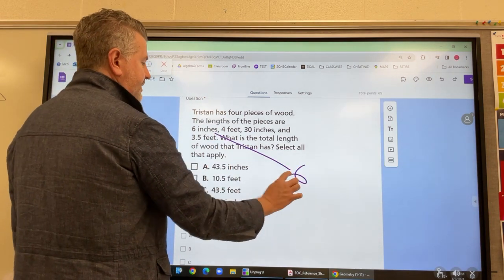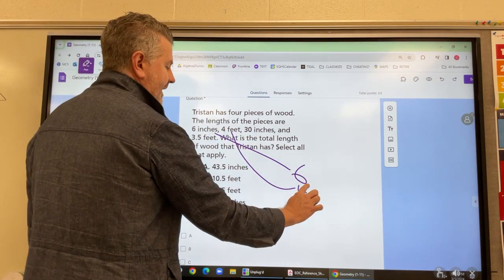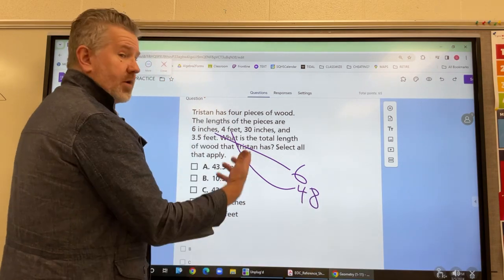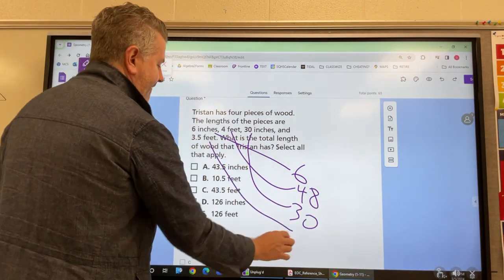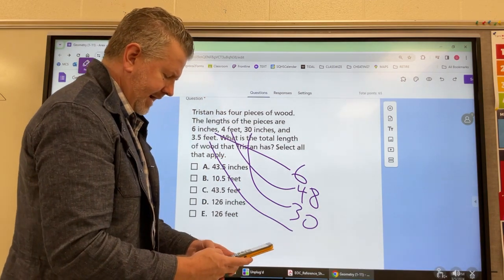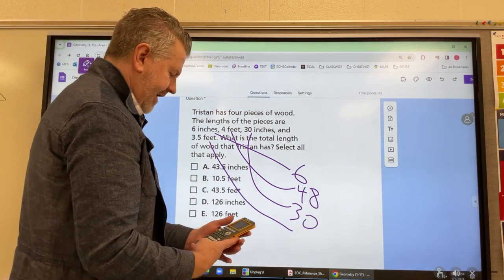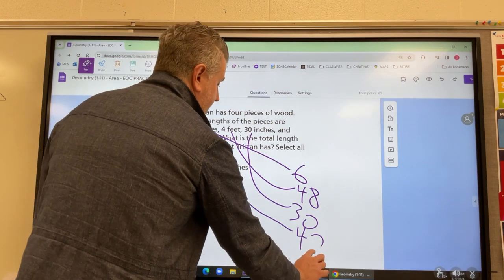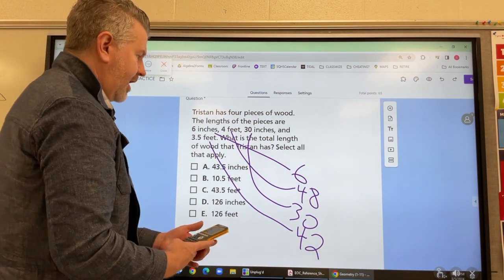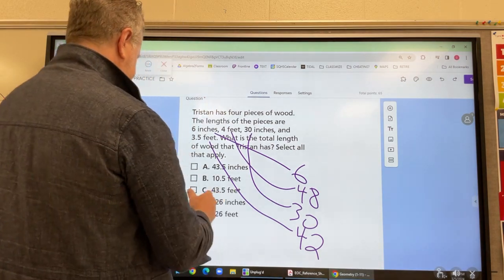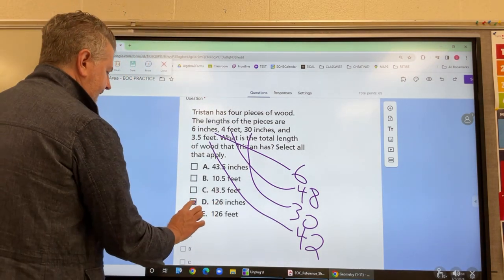So we'll bring our 6 inches down. We'll bring our 4 feet down. That's 48 inches, 4 times 12. We'll bring our 30 inches down, and we'll bring our 3.5 feet. We're going to use a calculator just to avoid making a careless mistake. 3.5 times 12 is 42. We're going to add all of these up, plus 30, plus 48, plus 6, and we get 126 inches. Is that right? Yeah, 126 inches.